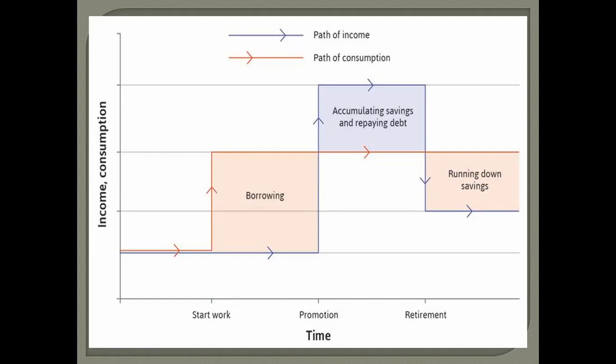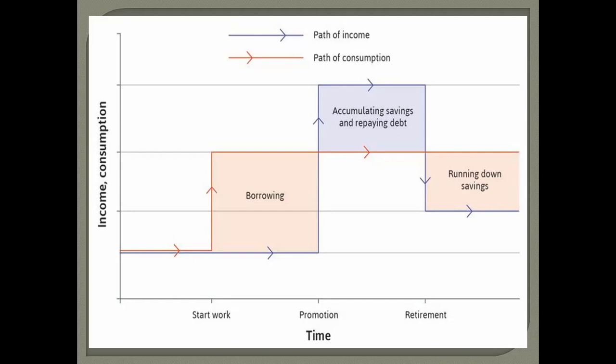So we divide the whole lifespan of an individual into stages: till the period when he gets the job, from start work to promotion, from promotion to retirement, and after retirement. So we make three cutoff points: start work, promotion, retirement. Till the time he starts work, his consumption and income are more or less the same. That is why, till the individual starts working, the red line coincides with the blue line. There is not much difference between the path of income and the path of consumption.